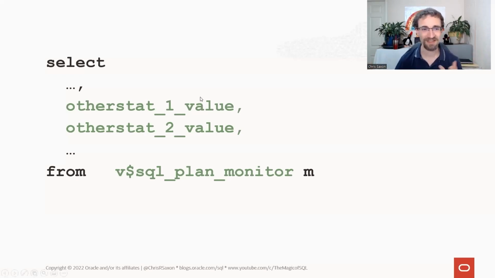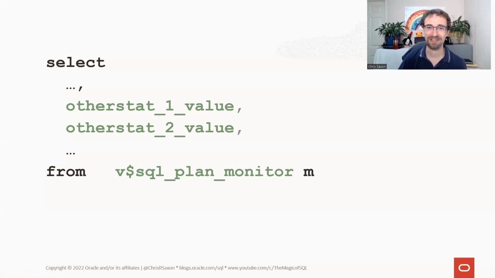The interesting thing here for merge is we've got these lovely cryptically named other stat 1 and 2 value columns. For merge, they actually capture the rows inserted and the rows updated. This is something I only discovered while writing this presentation, because I was looking at SQL plan monitors for my merge, and I noticed that's interesting. That's nice. So this is pretty cool. But again, there's no such thing as a free lunch.